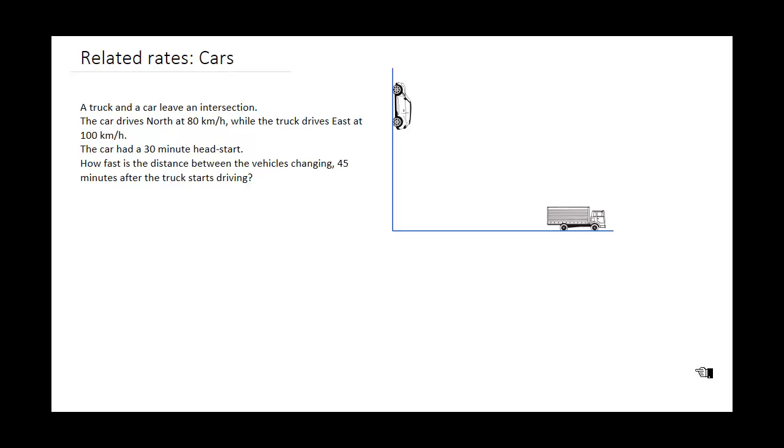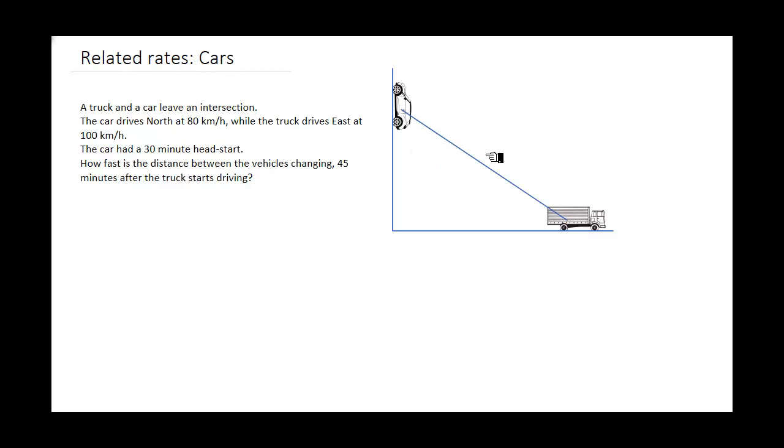Okay, in this problem we have a car driving north and a truck driving east, both away from an intersection that they had previously been in. And we're trying to find out how fast the distance between the vehicles is changing with respect to time. So we're talking about how fast is this distance changing.